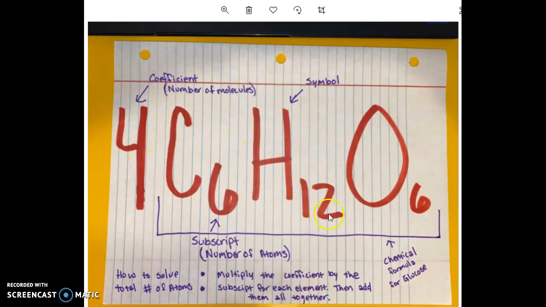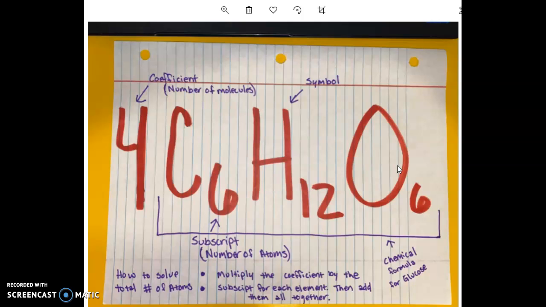Then I would do 4 times 12 to find how many hydrogen atoms I would have, and 4 times 12 would equal 48 hydrogen atoms in 4 molecules. Then I would do 4 times 6 over here to figure out how many oxygen atoms I had, and that would also equal 24 atoms. Then I would take 24 for carbon, 48 for hydrogen and 24 for oxygen, and add them all together, and that would equal 96. So in 4 molecules of glucose, I have 96 total atoms.